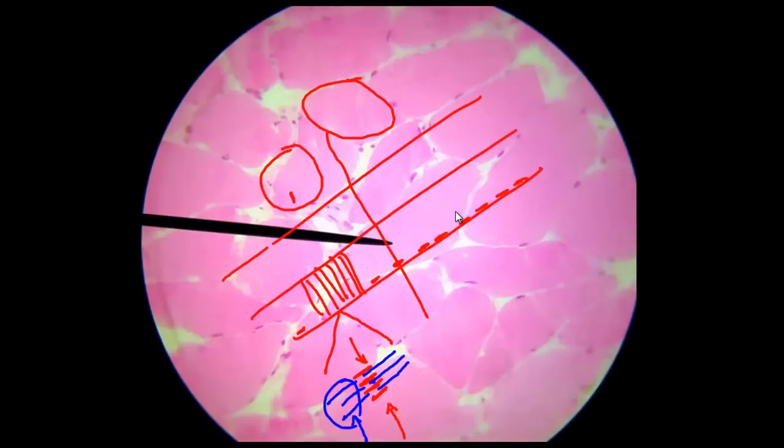Skeletal, if it was a better slide, I would see nuclei off to the side. I would definitely see striations, and I see large, long cylinders of muscle fiber.